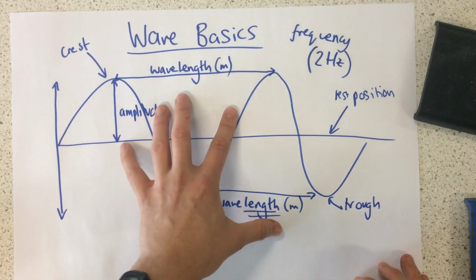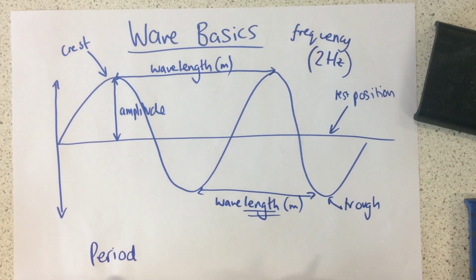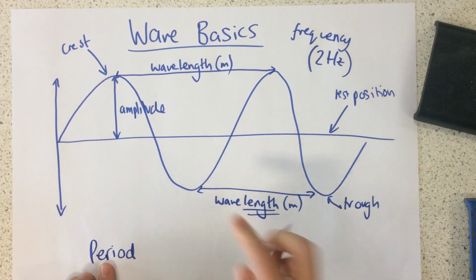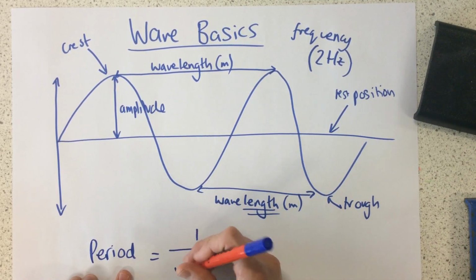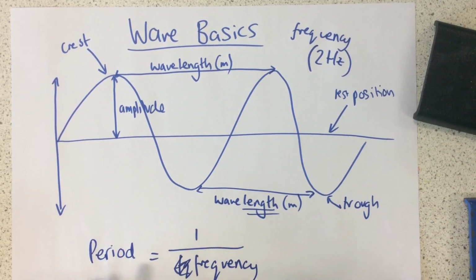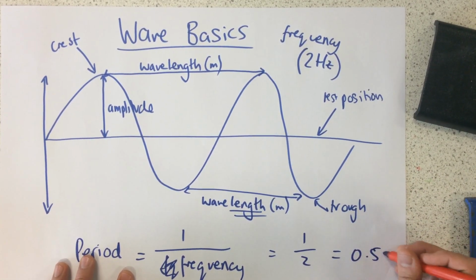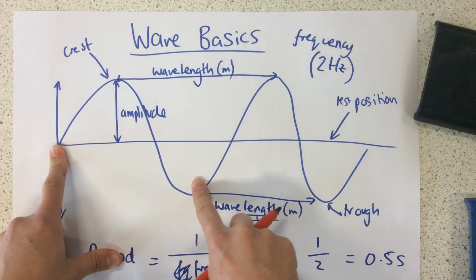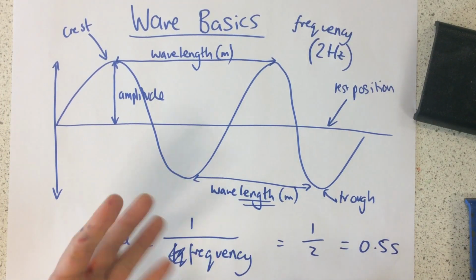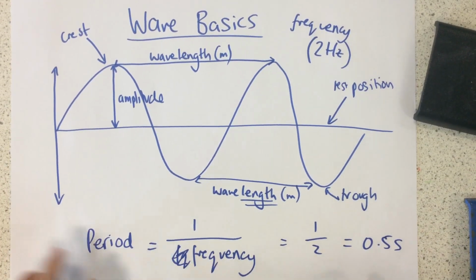Now the final thing we need to know about wave basics is this term, period. So the period is basically the number of seconds it takes to complete one wave cycle. So in order to find that, you do 1 divided by the frequency. So in this particular case, it would be 1 divided by 2, which equals 0.5 seconds, because it would take half a second for one wave to complete. So that is what period means, the number of seconds it takes to complete one full cycle. To find it, 1 over frequency.